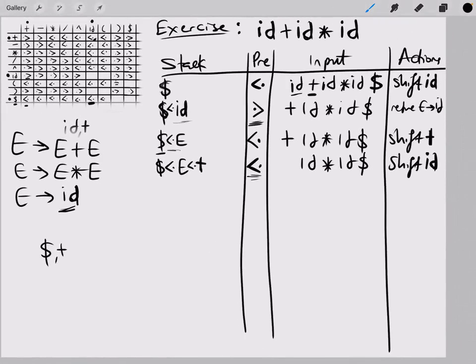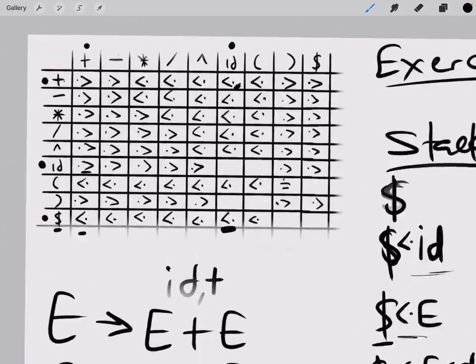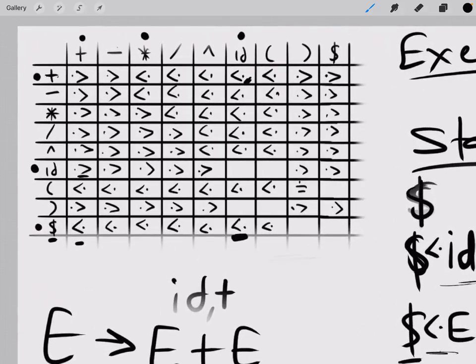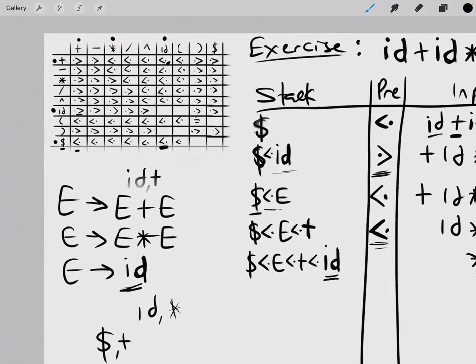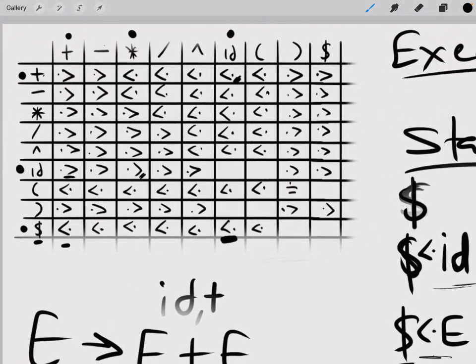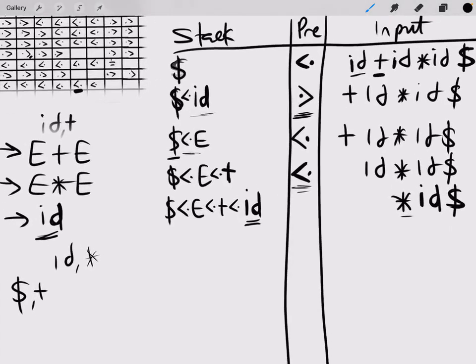When we shift id, what do we have? We have the dollar sign, we have this, we have this, and then we have the id, sorry. And then what's left on the input buffer? We have the multiplication, and then we have this. Now what do we do? We observe the table, the id and star. id and star. What does that look like? id and star. So id takes precedence over star, as we can see here. id takes precedence over star. Because of that, we have this.